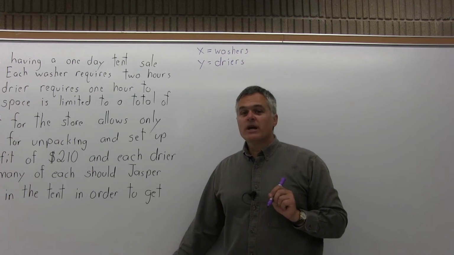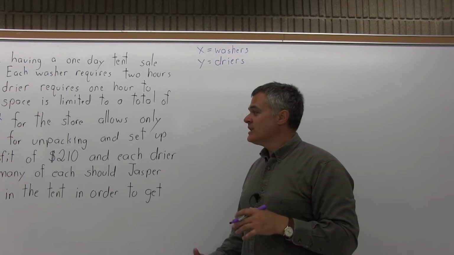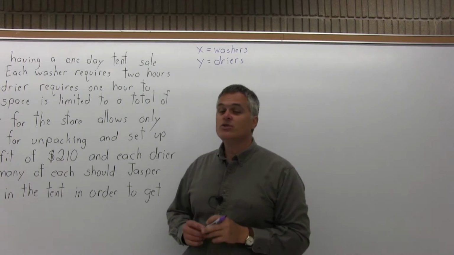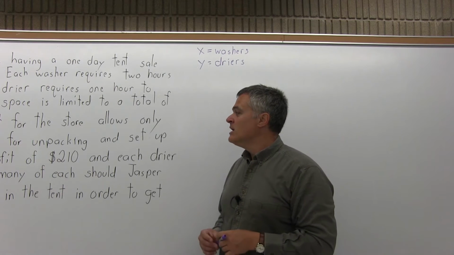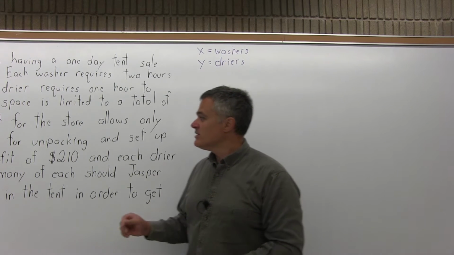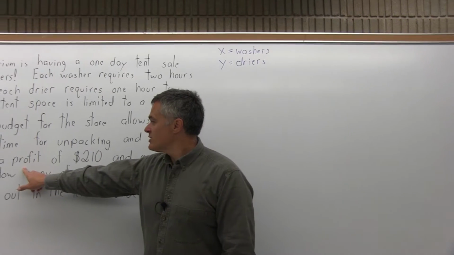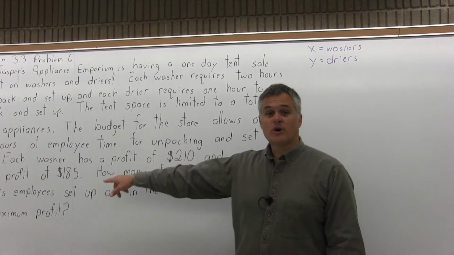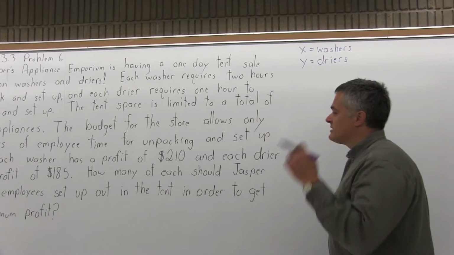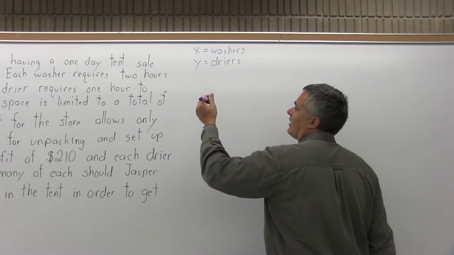Step 2 is write out the objective function. So to do that, typically you want to look for information usually about profit, not always, and it's usually near the end. Again, not always, but this problem is fairly typical, near the end of the problem. It says each washer has a profit of $210 and each dryer has a profit of $185. So that's going to give us our objective function.